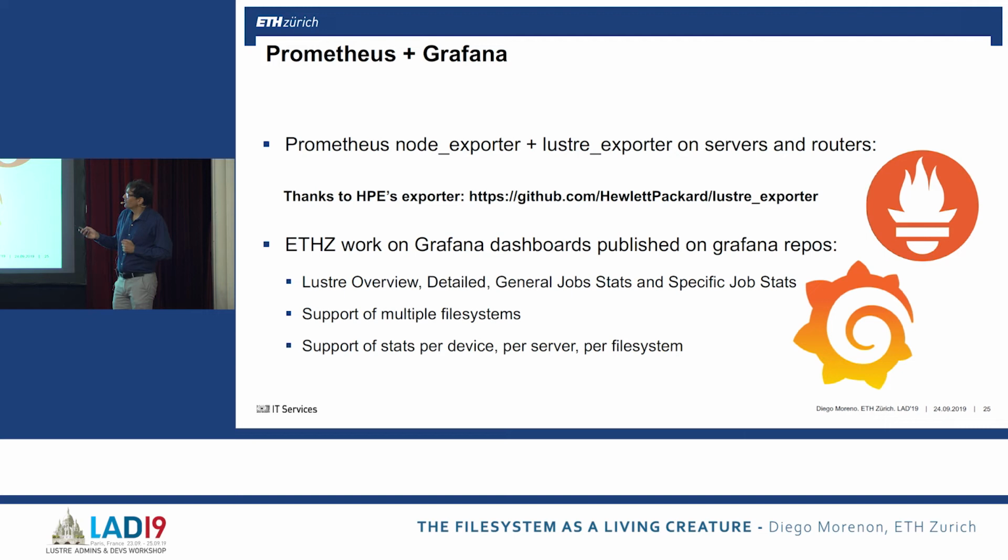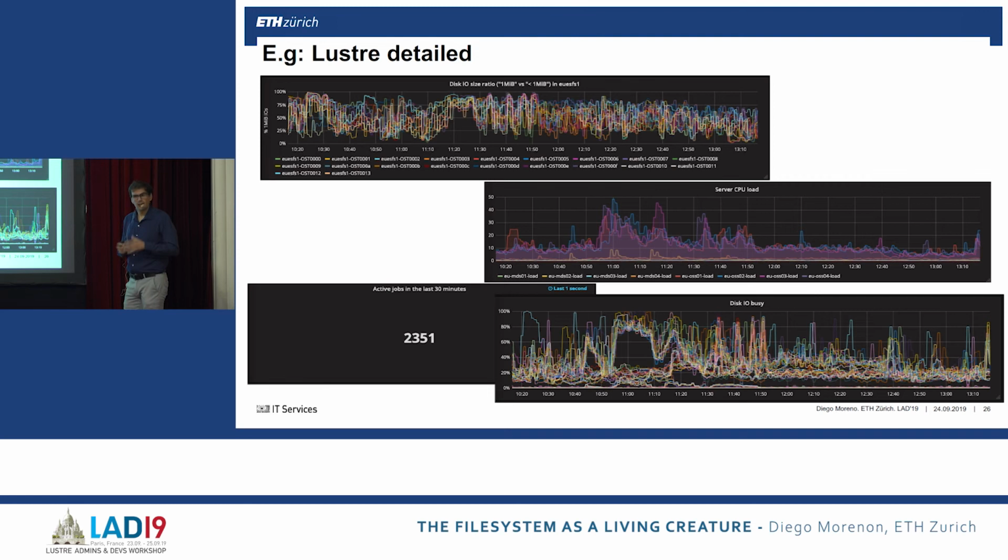We have many, many different sort of graphs, as we can see, and as we will see, and we can also do stats per device, because sometimes we see a very high load on one device. We want to know who is the responsible for this load, which job ID, or sometimes we want to see why a server is overloaded. So yeah, as we can see, well, this is just four of the dashboards. There are tens of different dashboards.